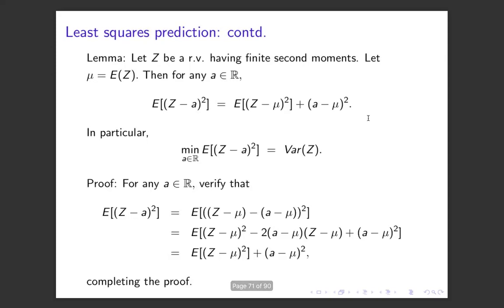Proof is very simple. For any a, let's say given arbitrary, you write it in this fashion. Subtract and add mu. And it's just elementary algebra. So that gives you this expression. And in this expression, the minimum is attained if a is equal to mu.